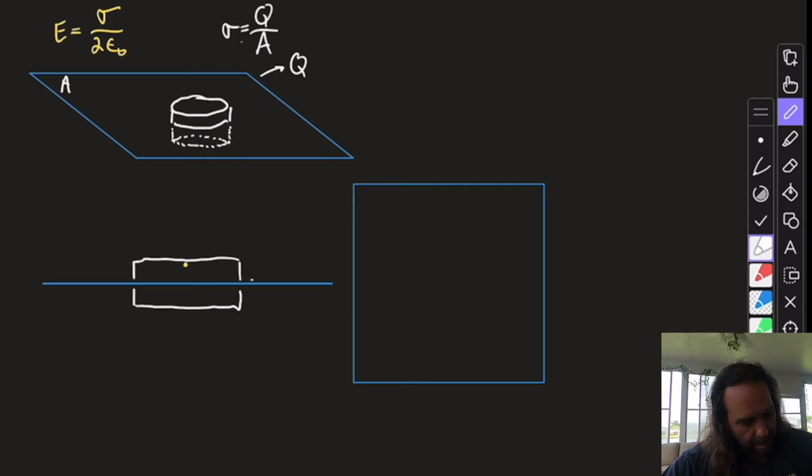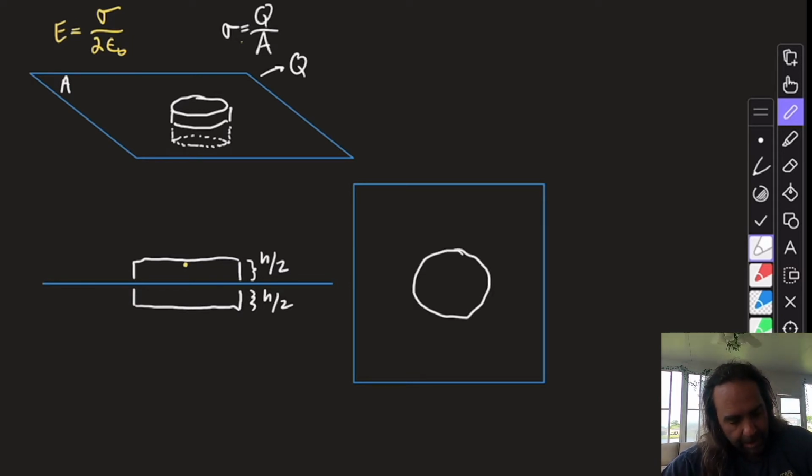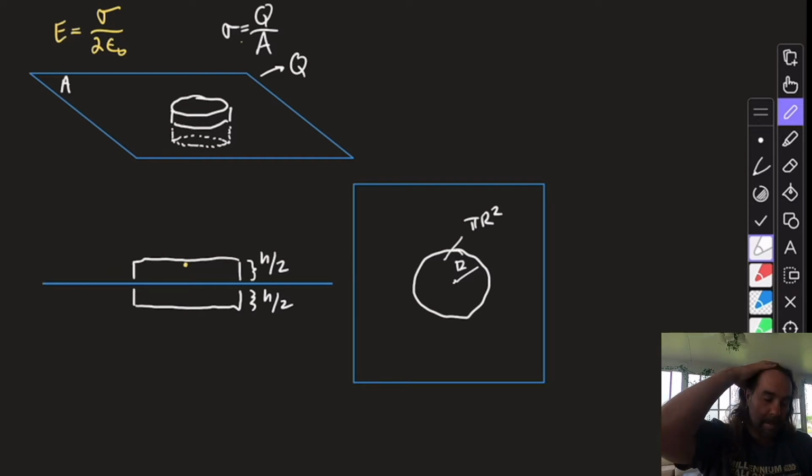There. And half of the height of the cylinder is above and half of the height of the cylinder is below. So my cylinder has a radius of r, and therefore the area of the top of the cylinder is pi r squared. All right? Any questions about those choices?